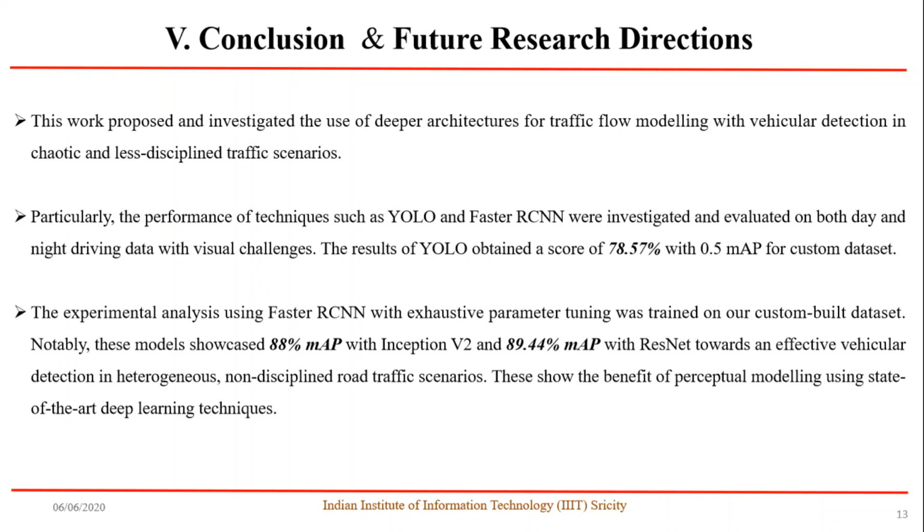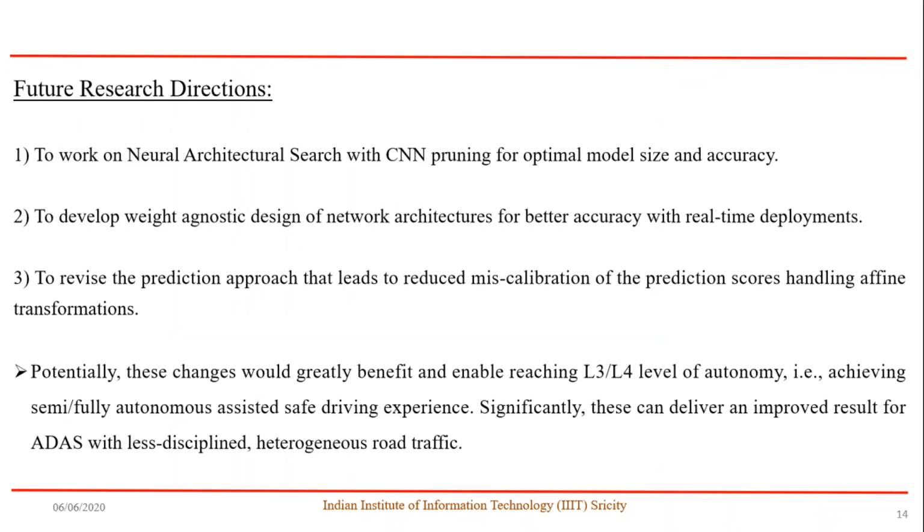The possible extensions to this work would be developing a neural architecture search and CNN pruning mechanism to deploy an optimized model with a limited size for deployable devices with low computational capacity, like Arduino, Raspberry Pi and Jetson Nano, while also providing better accuracy. Also, to work with weight agnostic design for real-time deployments and handle affine transformations, improving the miscalibration rate of the predictions. Potentially, these changes would greatly benefit and enable reaching L3 or L4 levels of autonomy, providing improved driver safety.